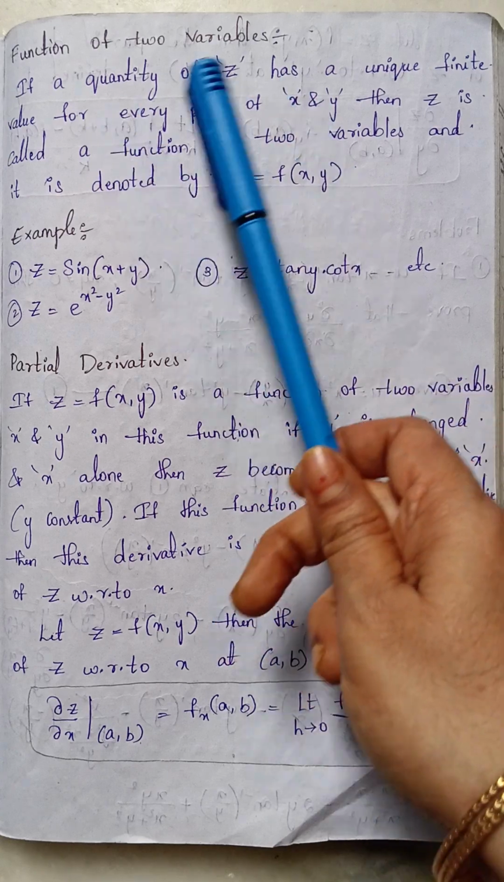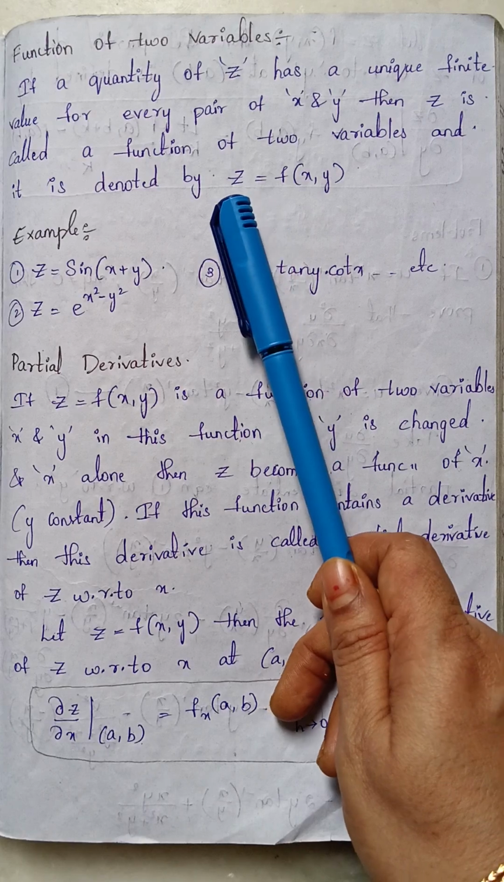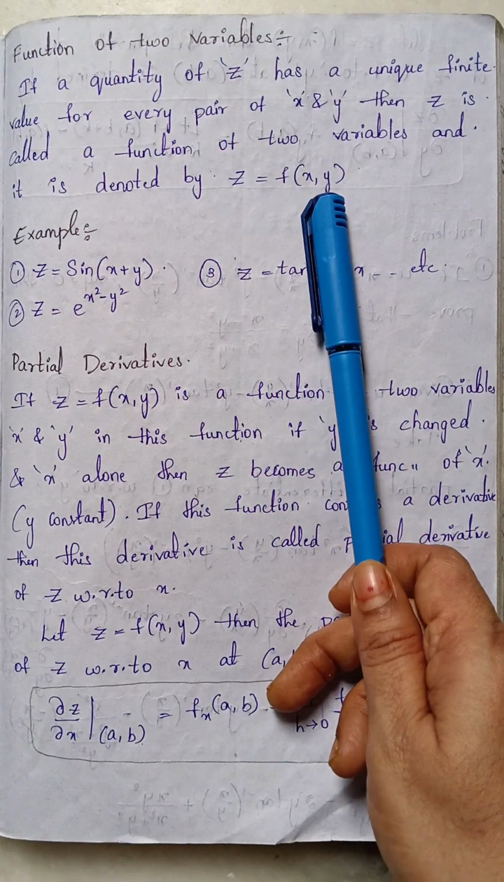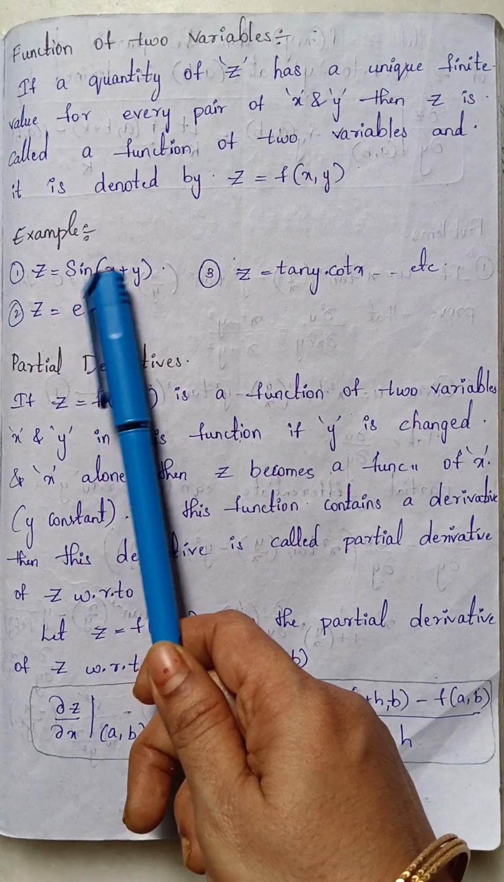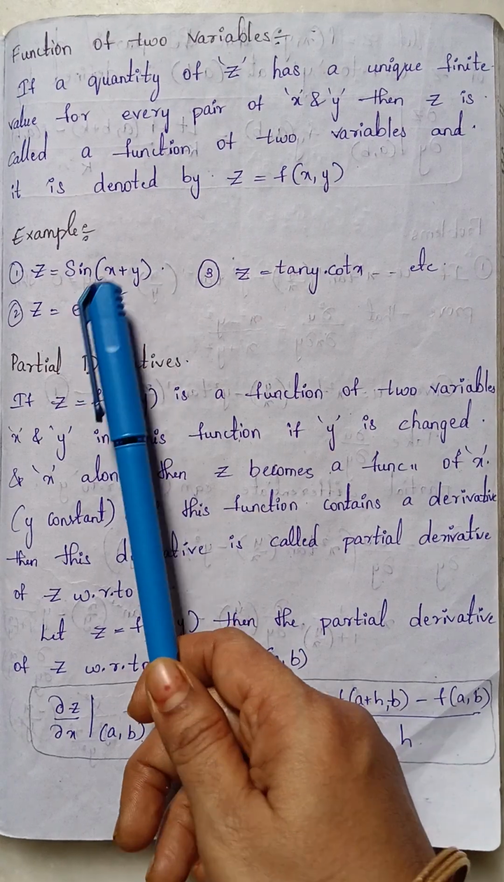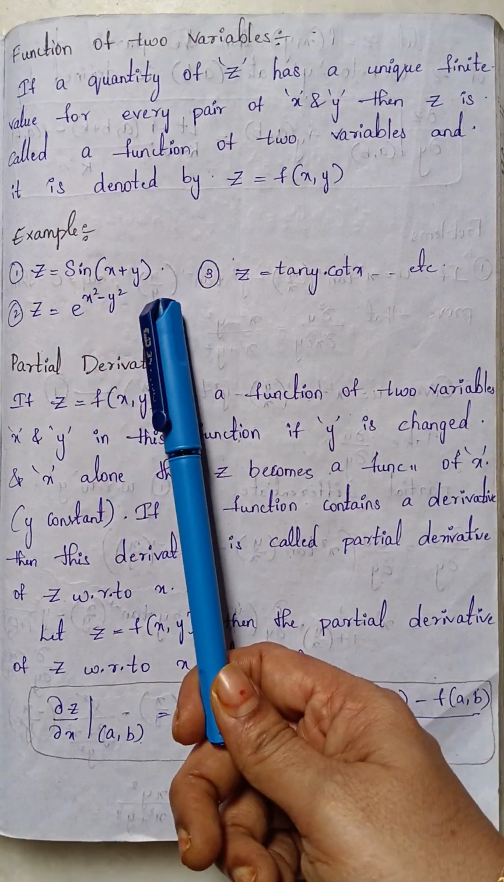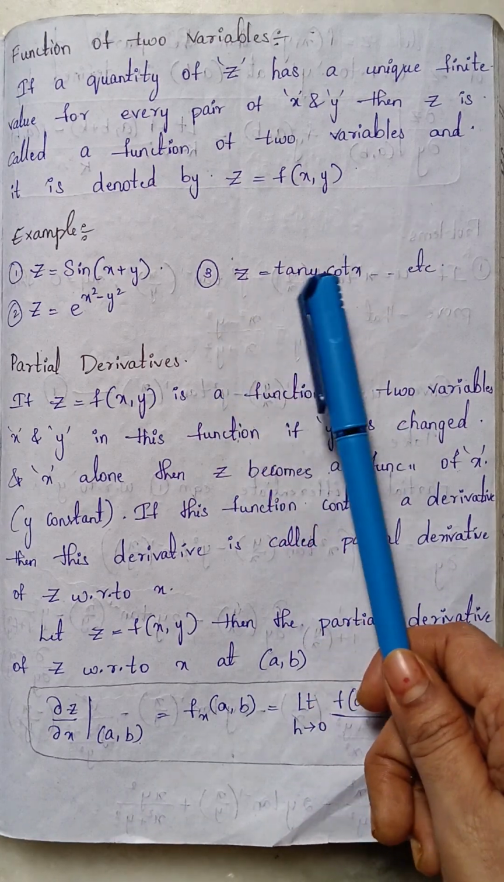So see here, a function in terms of x and y is denoted by z equal to f of x, y. For example, z can be sin x plus y, or sin x plus sin y, or e power x square minus y square, or tan y minus cot x, anything is fine. So it is a function in terms of x and y.